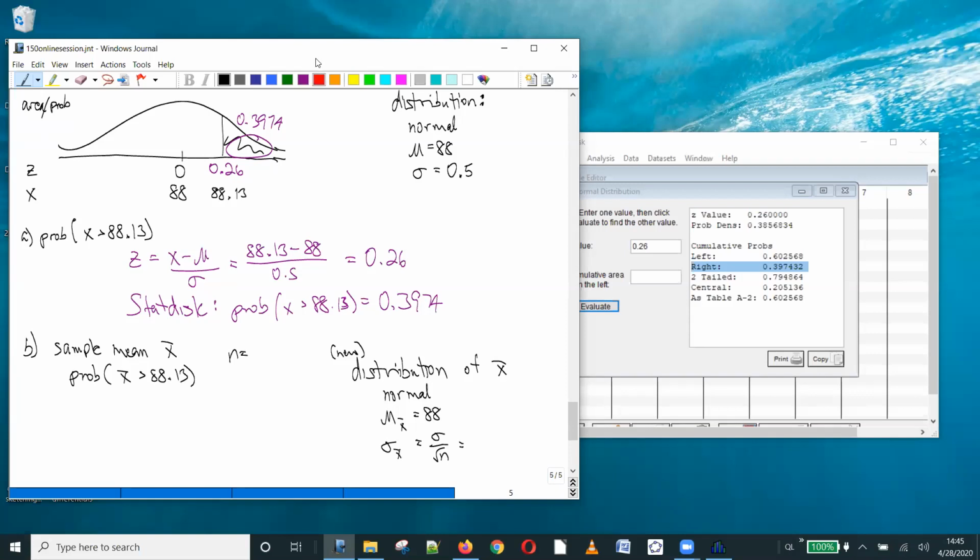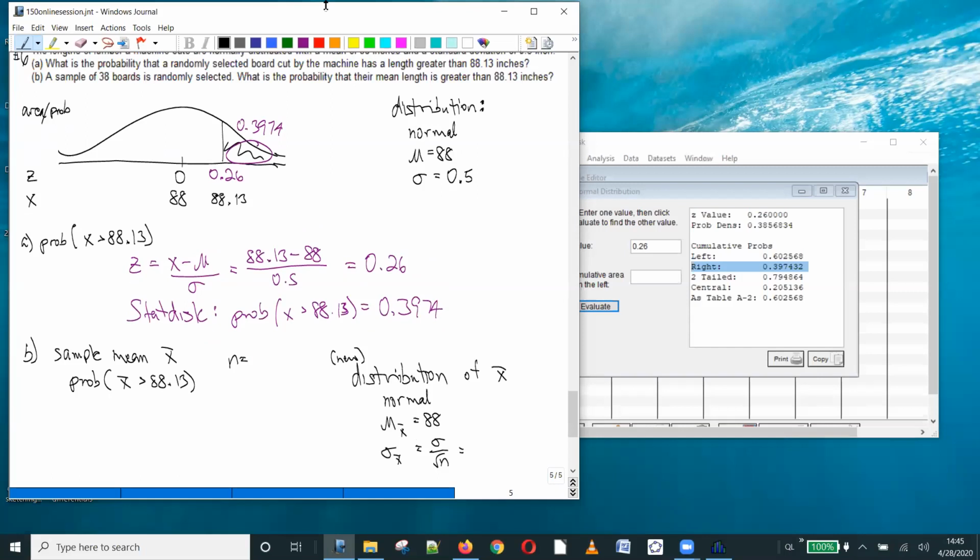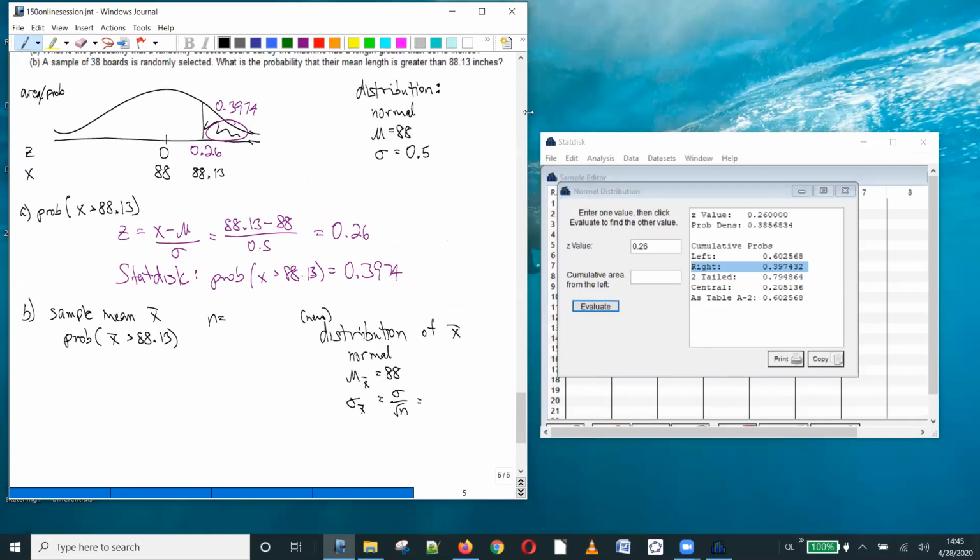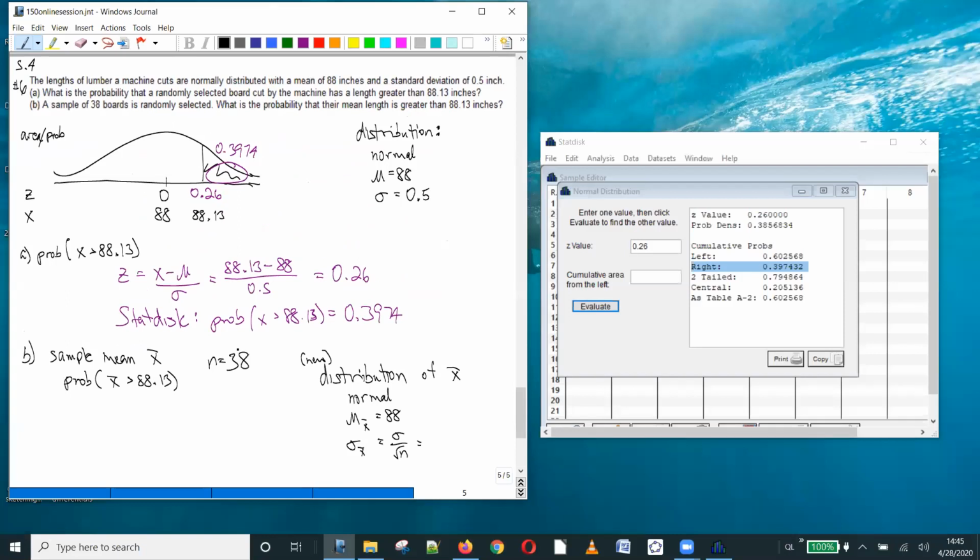Remember that it said, let's go back up a bit. It said we were taking a sample of 38 boards. Okay, so your sample size is 38. So therefore, the standard deviation for your distribution of x bar, because we're taking a sample, is sigma, 0.5, divided by the square root of n, so over root 38. And now you have to calculate this. Let me just do that in a calculator, 1 second. 0.5 divided by the square root of 38. Okay, that winds up being 0.0811.